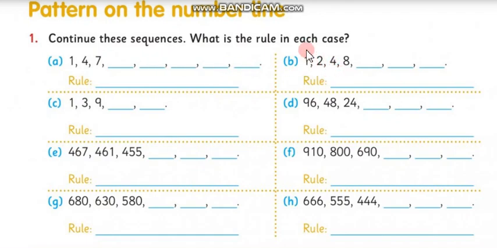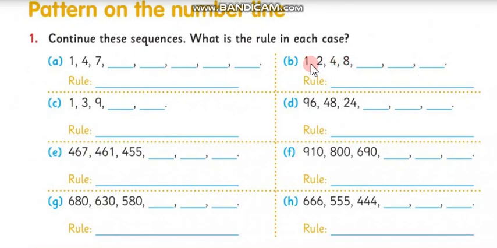Now let's look at our next one. We need to see what's the difference between 1 and 2? 1. Between 2 and 4 is 2. Between 4 and 8 is 4. So what's happening here? They're not all the same. It's 1, it's 2, it's 4. So what's the rule? Do you notice that the difference between each number doubles each time? So double the difference between the numbers.